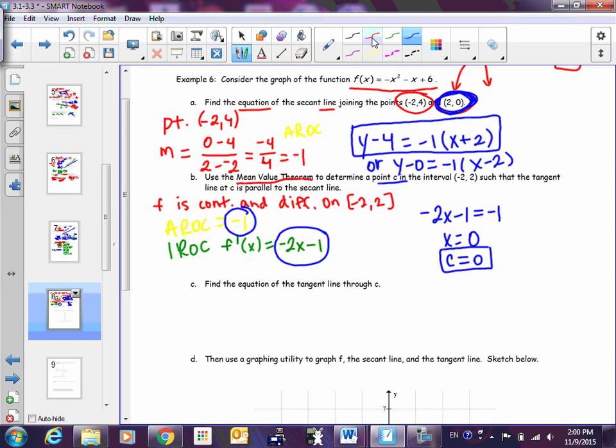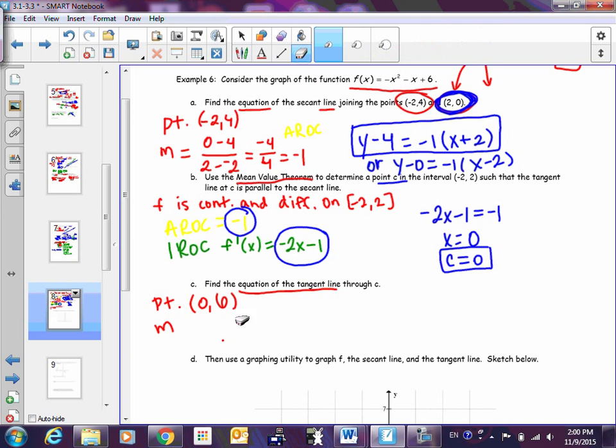Okay, so for part C, we're now finding another equation of a line, so I need a point and a slope again. But now it's through C. So if c equals 0, x equals 0, my point has to be (0, ?), and then I have to figure out what the y value is. They don't tell me, so where do I go? Go back up to the original function. If x is 0, what's y? 6. You just plug 0 back into the original function. That's how you're always going to find y given x, the original f of x.